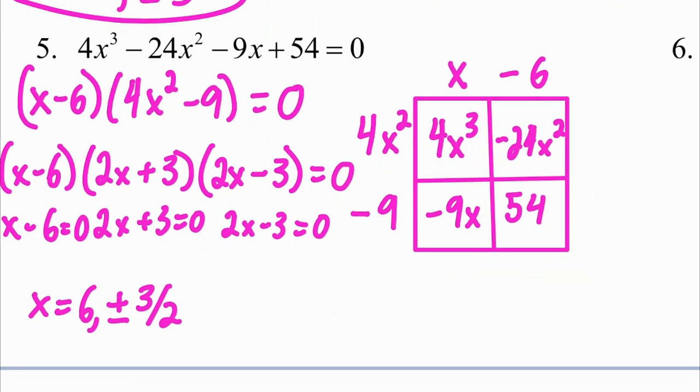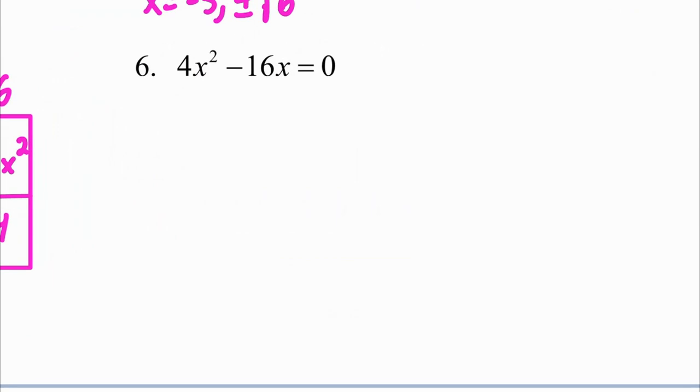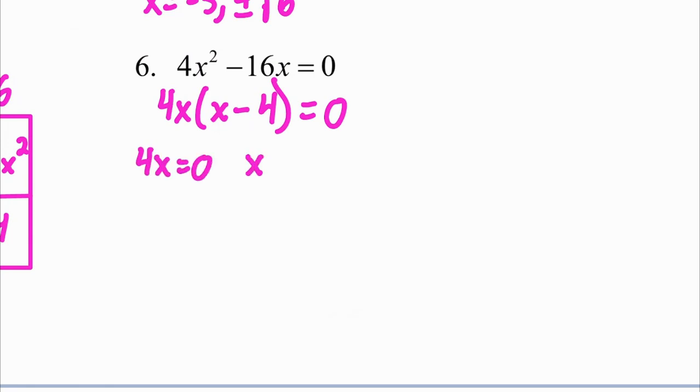Alrighty. So again, we always check for that GCF first, and that GCF is a 4x here. And when I take that out, I'm going to get x minus 4. So you may have wanted to jump to perfect squares because you saw that 4 and that 16 and knew that those were perfect squares. But checking that GCF first makes this way easier because now it's already factored. And I can say 4x equals 0 and x minus 4 equals 0. So my two answers are 0 and a positive 4.